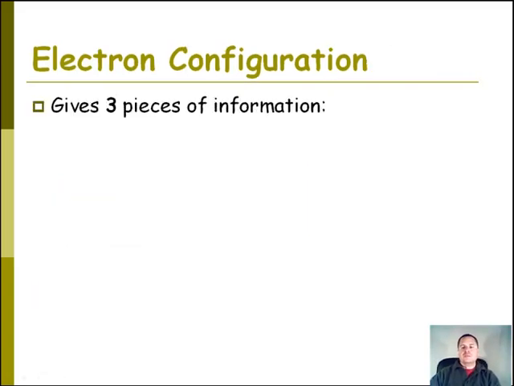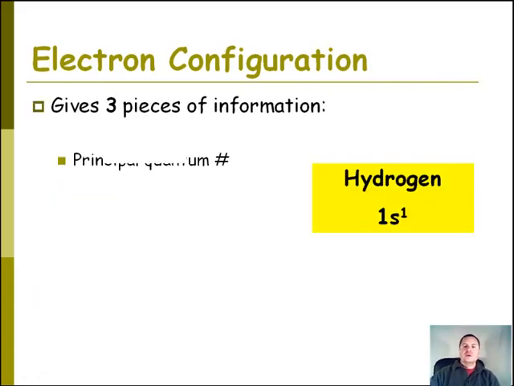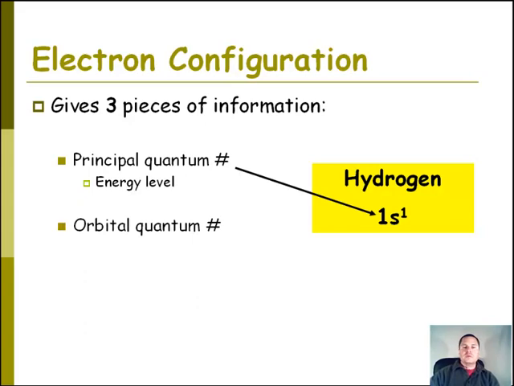Like I said, it has three pieces of information. Here's our hydrogen again. The first one is the principal quantum number. That's your energy level, and that's represented by the 1. The second one is your orbital quantum number. This is what type of orbital we are in. Are we in an s, a p, a d, or an f? And those are our first two quantum numbers.